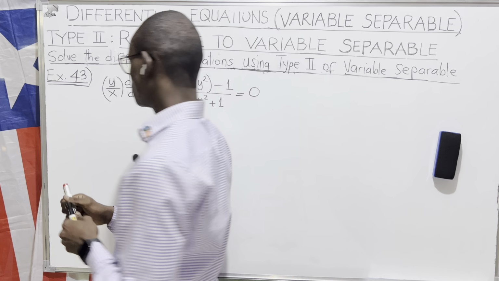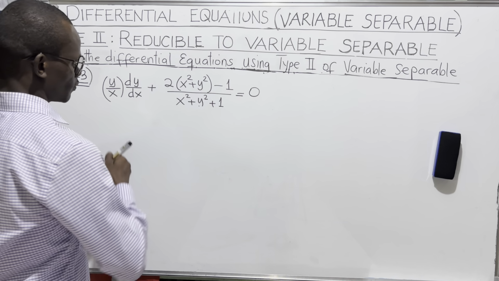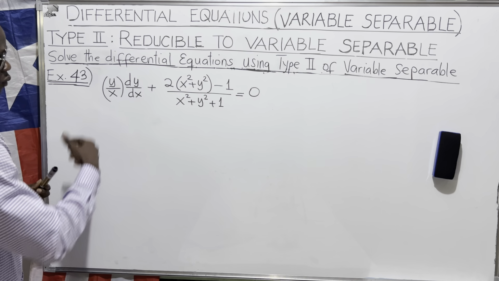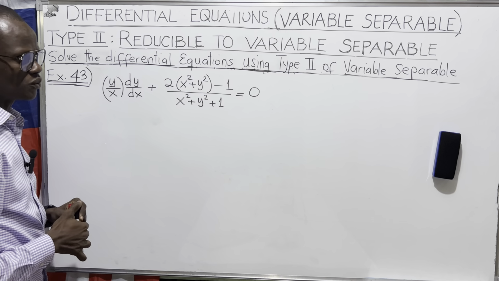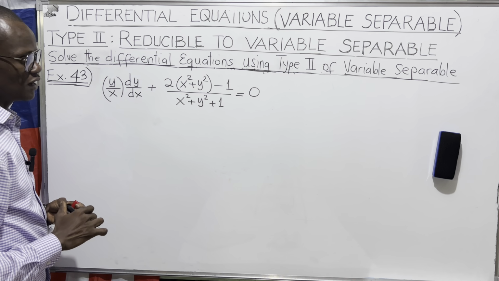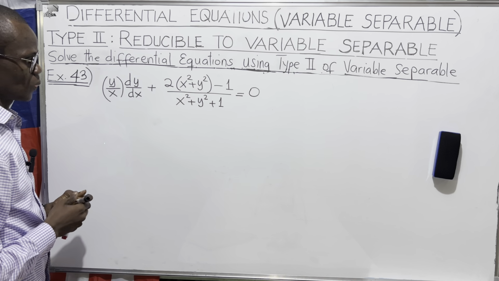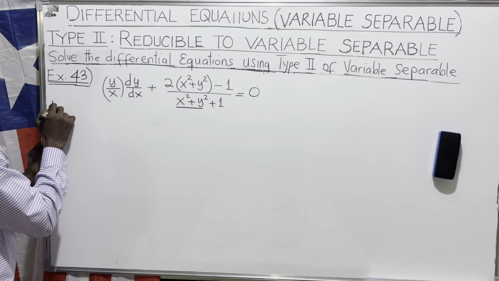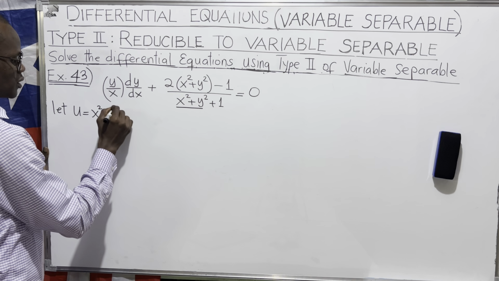So we want to solve an additional problem. We solved a lot of problems in previous lessons, so you can just check them up if you wish to. So in this problem now we have y over x dy by dx plus 2 times x squared plus y squared minus 1 divided by x squared plus y squared plus 1 equals 0. So our substitution is just x squared plus y squared. So we say let u equals x squared plus y squared.